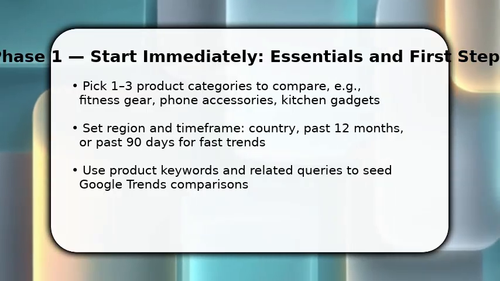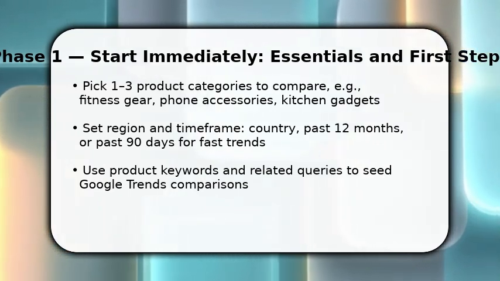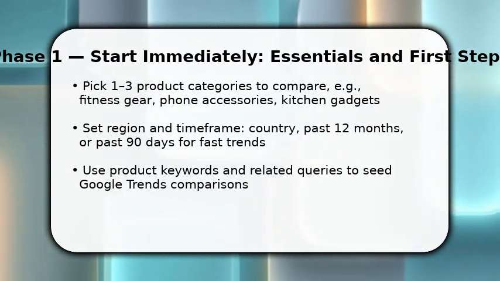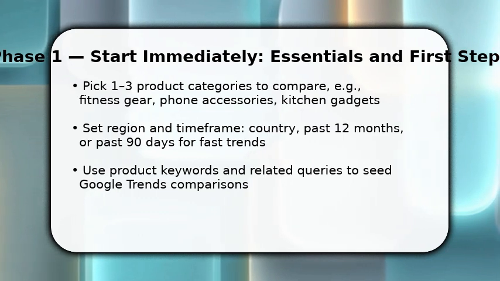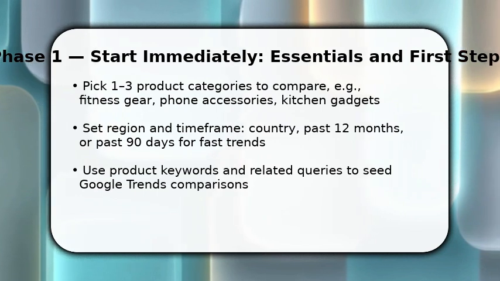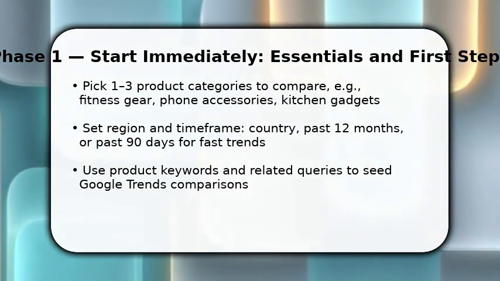You begin by narrowing scope. Choose 1 to 3 product categories and open Google Trends. Enter clear product keywords and then set region plus time frame, for example, past 12 months or past 90 days. Once done, toggle categories to retail or shopping to filter noise. This helps focus on consumer intent.